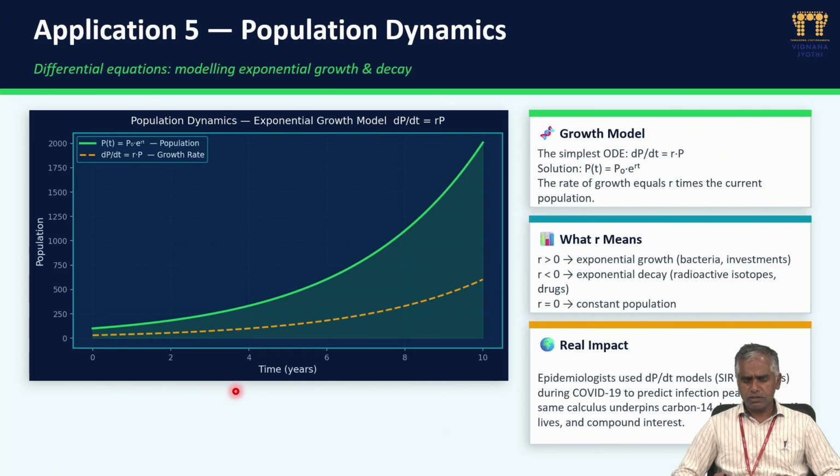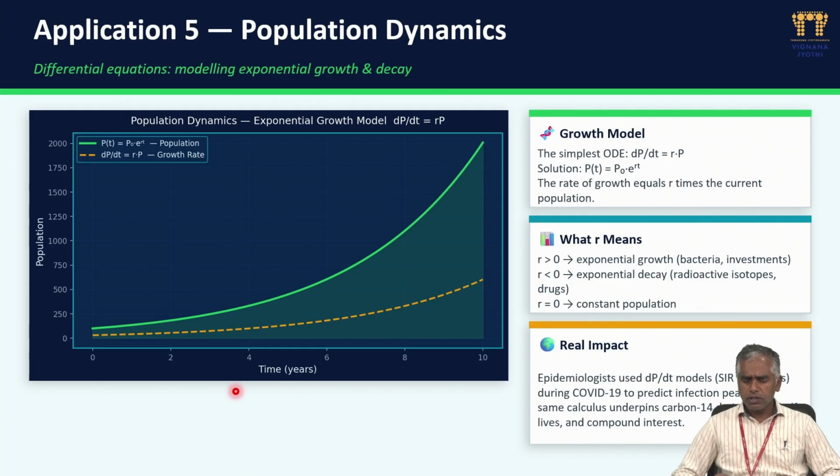What does r mean? If r greater than 0, exponential growth. That means bacteria and investments. So if there are 500 bacteria, after some time it increases to 1000 bacteria. And if you deposit 500 rupees in a savings account, after some time it increases to 550. Okay, so that is related to r greater than 0.